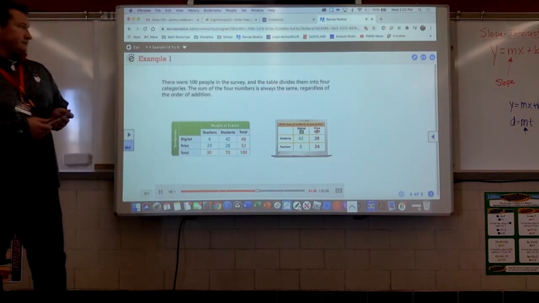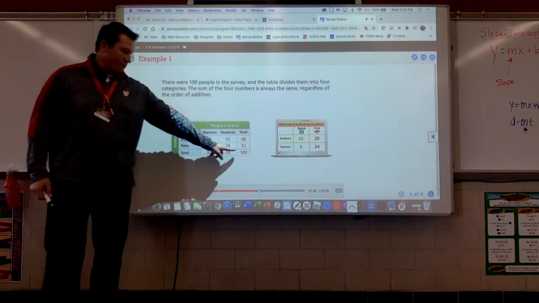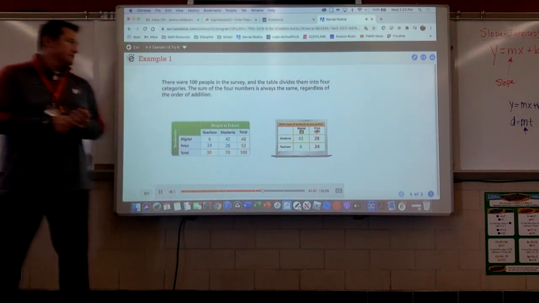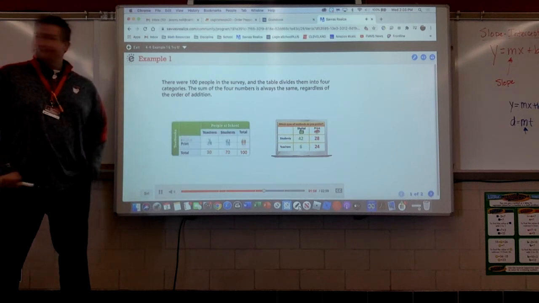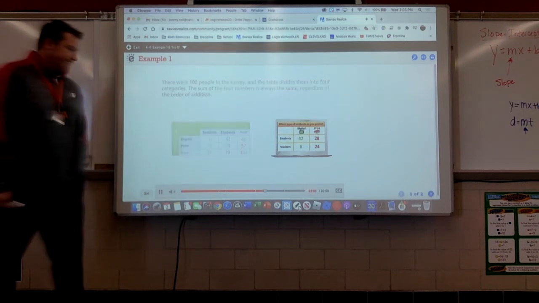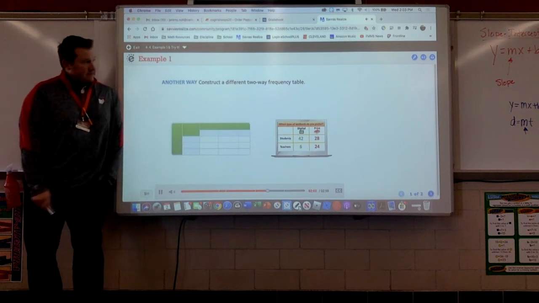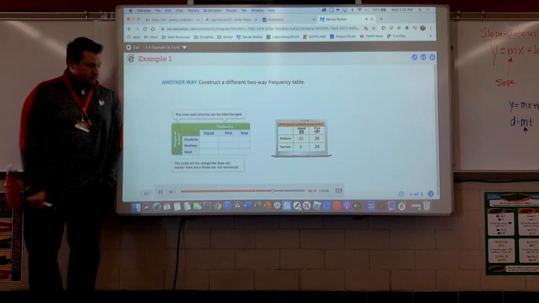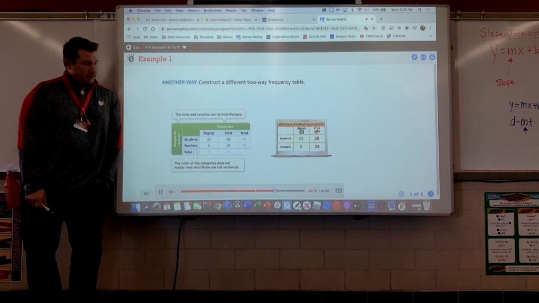There were 100 people in the survey, and the table divides them into four categories. The sum of the four numbers is always the same, regardless of the order of addition. Yep. Commutative. You can also construct a different two-way frequency table. The rows and columns can be interchanged. Again, we said we can change the order of these categories. It does not matter here, since these are not numerical. Fill in the data and totals. No matter which way you construct the table, the sum of the total column and row will be 100.